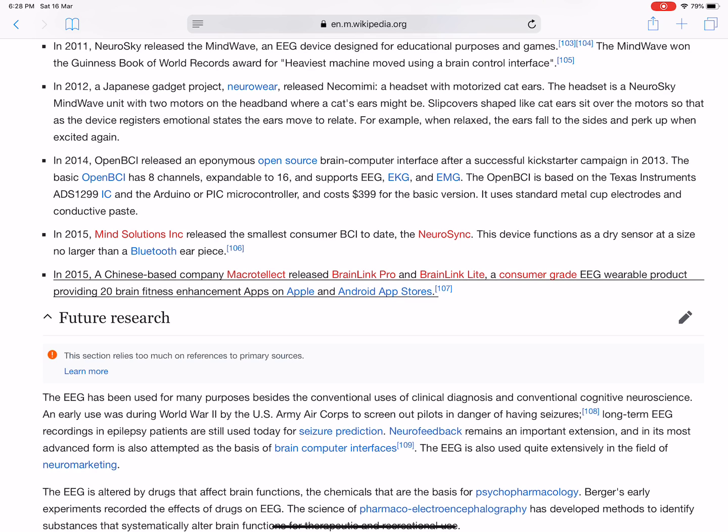Future research. Learn more. This section relies too much on references to primary sources.